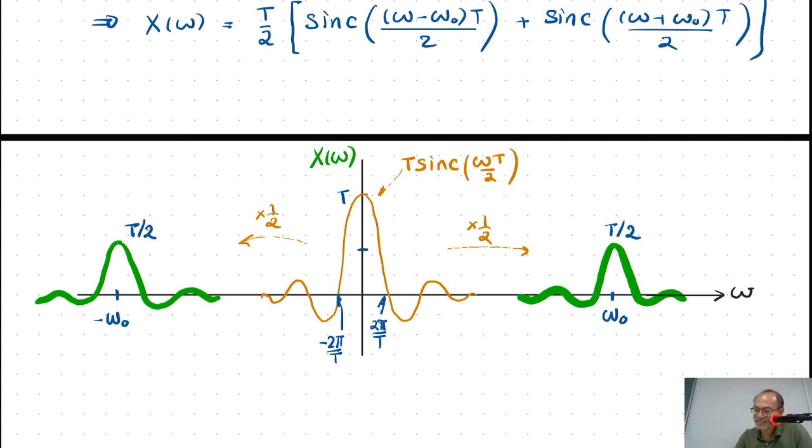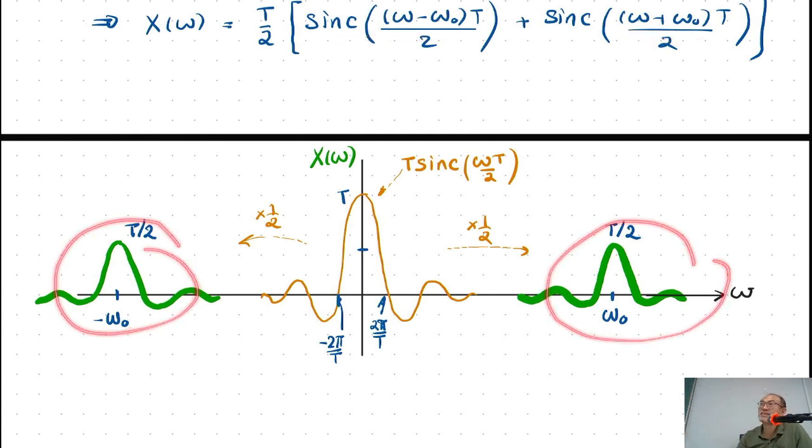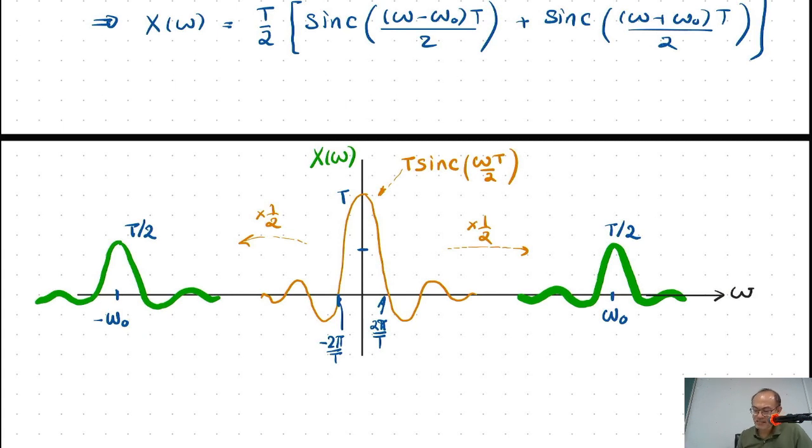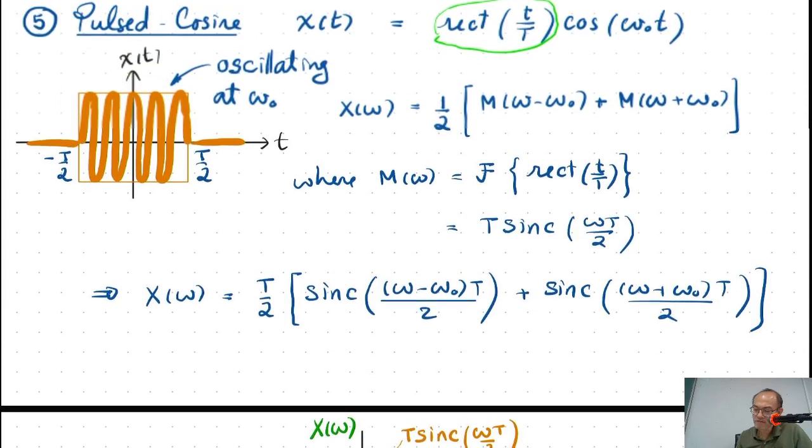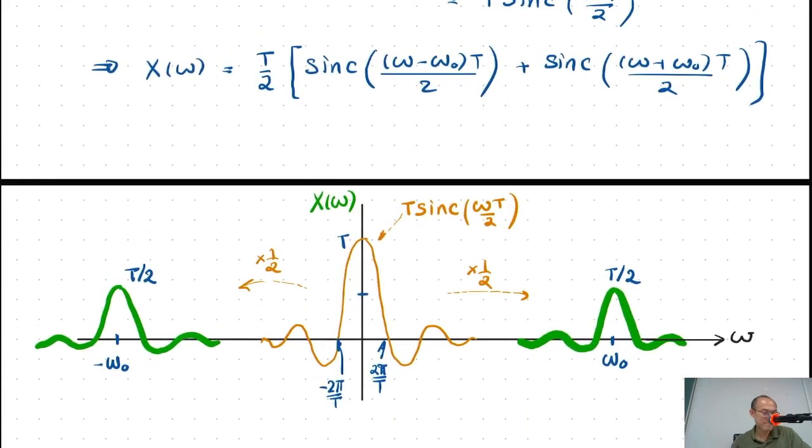So the one in the center is what we are after. But then we know that we have to shift to the right and shift to the left, right? And take 1/2 of it. So that's why we have the green ones here. So the green ones are the spectrums of the pulse cosine.